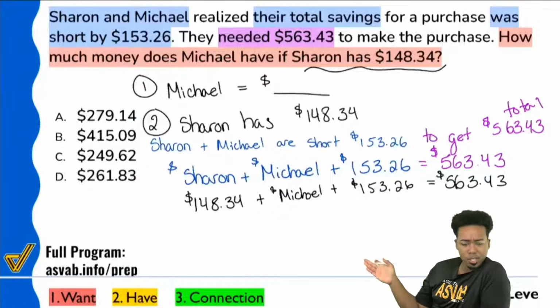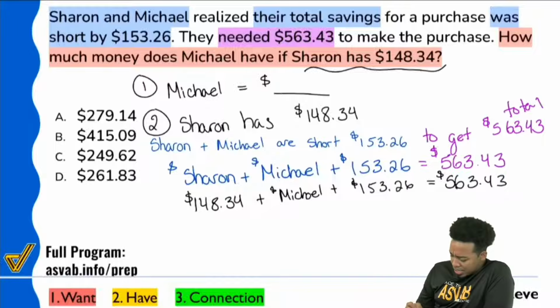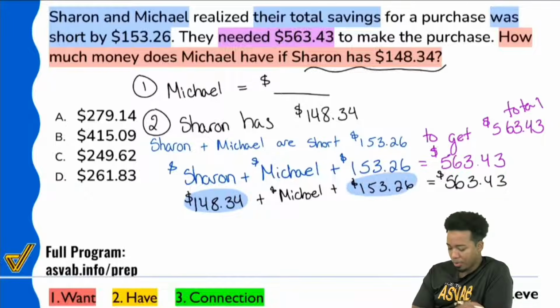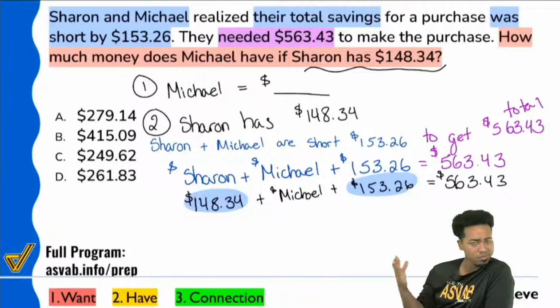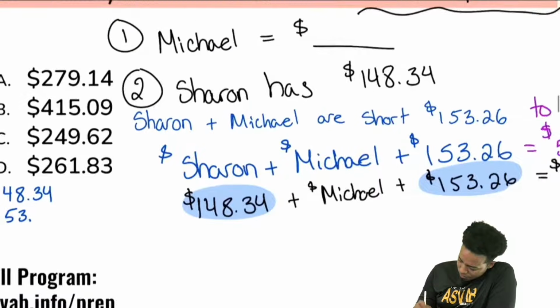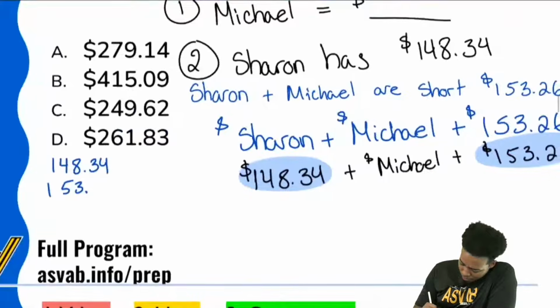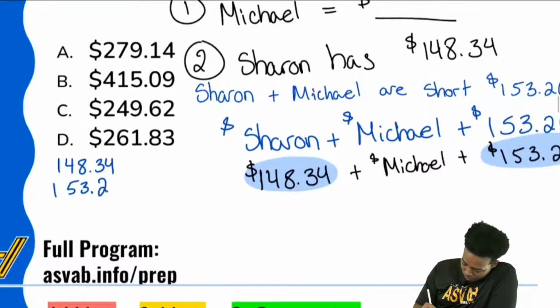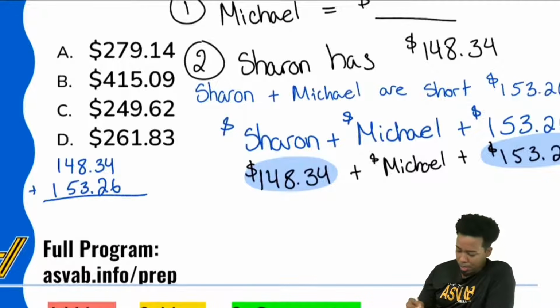So let's get back to this. Let's focus here. But yeah, we can definitely add this up. Whitney pointed out, we can just add these like terms here, 148.34 and the 153.26. We could add those together. Those are like terms on the same side. Add them on up. So let's see what they are. Okay, let's add these up here.